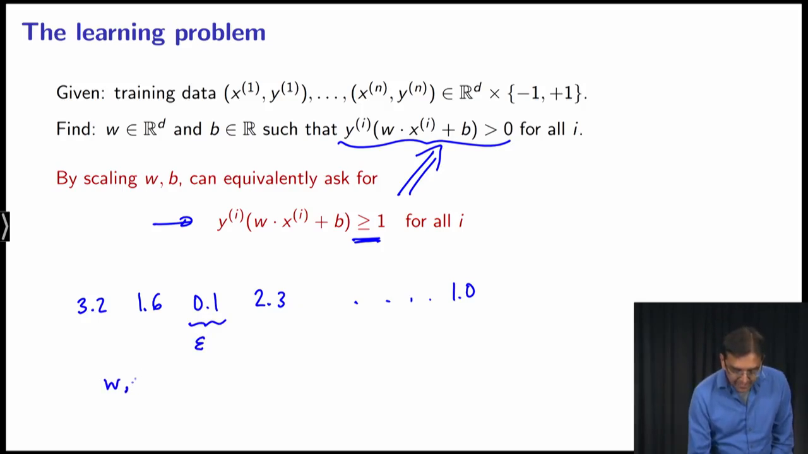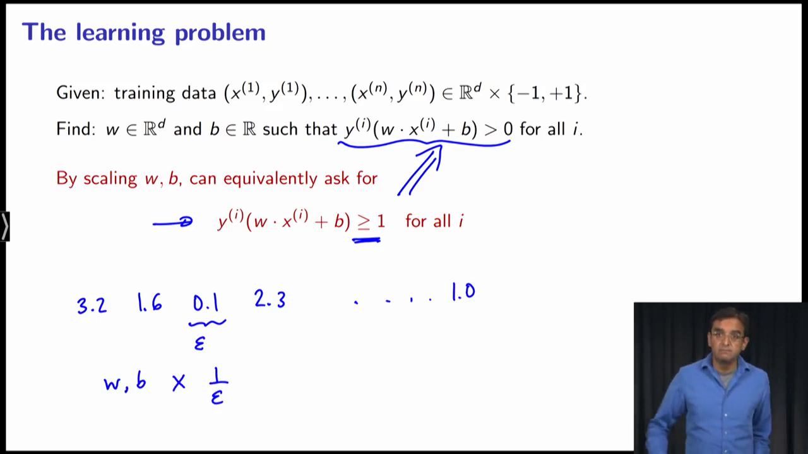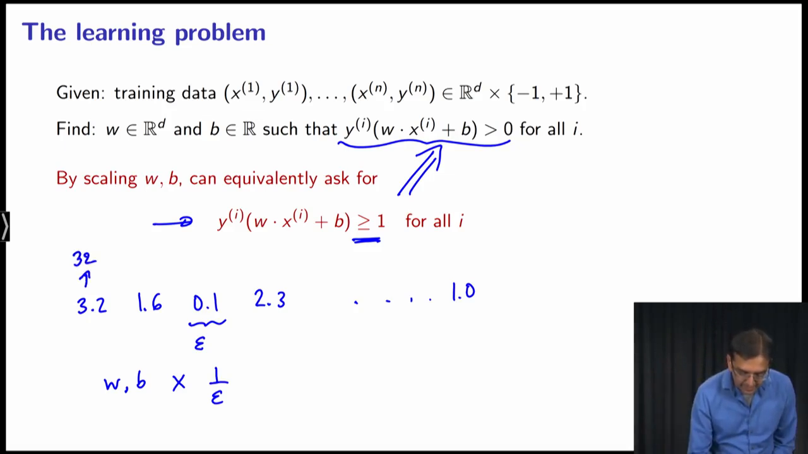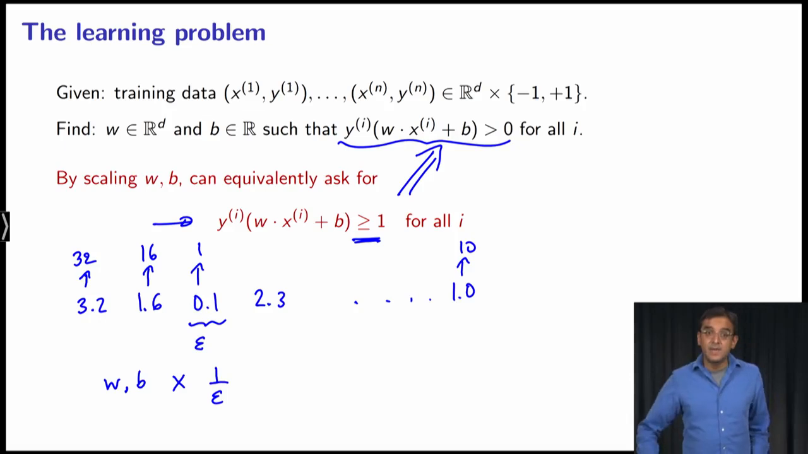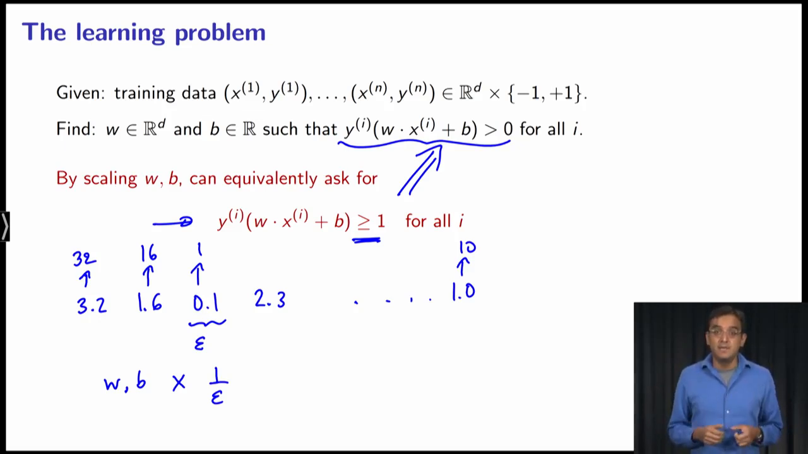Now, if we take W and B, and we multiply them by 1 over epsilon, if we just scale them up by a factor of 1 over epsilon, then W.x plus B also gets magnified by 1 over epsilon, in this case by 10. Okay? So the first number will become 32, and the next number will become 16, and the next number will become 1, and the last one will become 10. And in this way, all the numbers become greater than or equal to 1. Okay? So if you can find W and B such that y times W.x plus B is greater than 0, then by simply scaling up W and B, you can get the second condition as well. You can make all of these values be greater than or equal to 1. Okay, so this is the condition we'll be working with. This will be our linear separability condition.